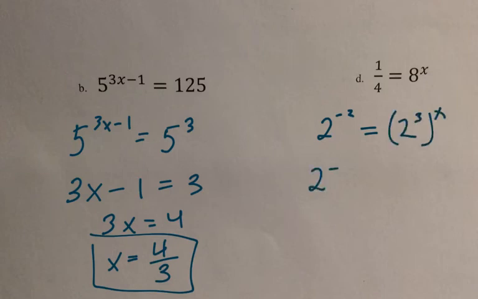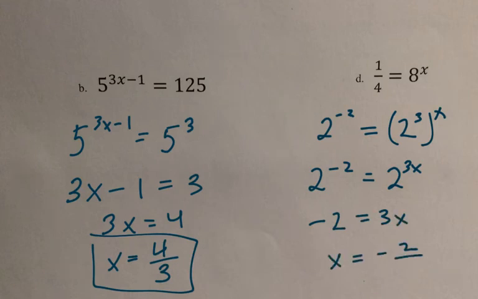So that means that 2 to the negative 2 equals 2 to the 3x. Same base, so our exponents in this case must be equal to one another. So we get negative 2 equals 3x. So x is going to be equal to negative 2/3.